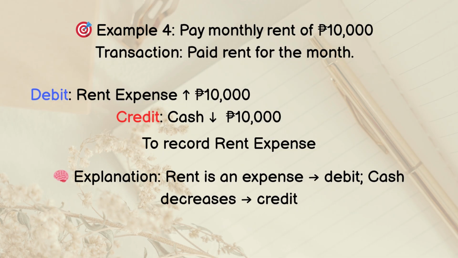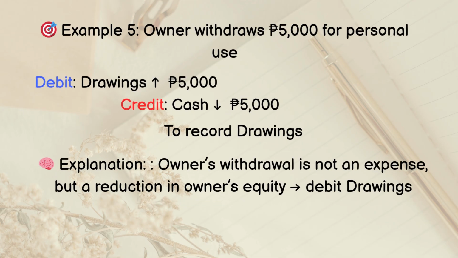Example 4: Pay monthly rent of $10,000. Transaction: paid rent for the month. Debit: Rent expense, $10,000. Credit: Cash. To record rent expense. Explanation: rent is an expense, debit. Cash decreases, credit.